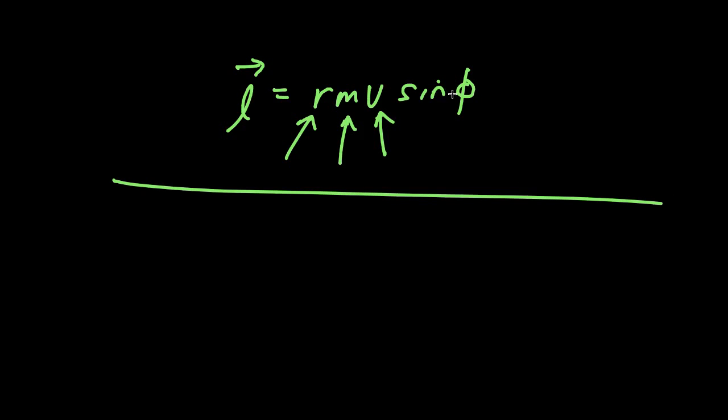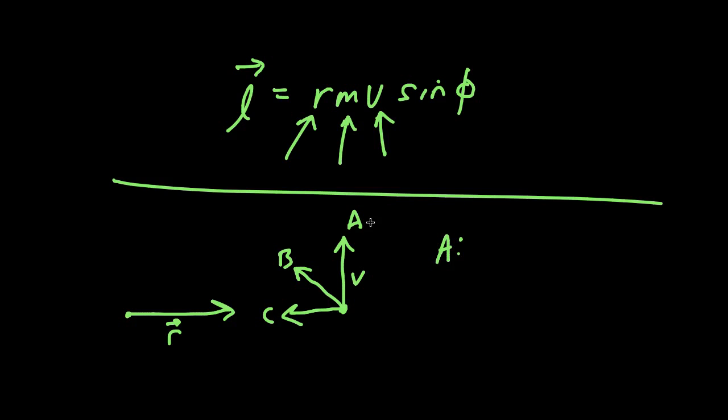The other thing about angular momentum to look at is this angle, phi. What if phi is not 90 degrees? So the radius vector is always this way, we'll say. So we're considering the particle's position to be the same as in the prior example. But let's say instead of this v here, we'll call these A, B, C. In case A, phi is 90 degrees, so L is just equal to r m v sine 90, r m v times 1, just r m v.